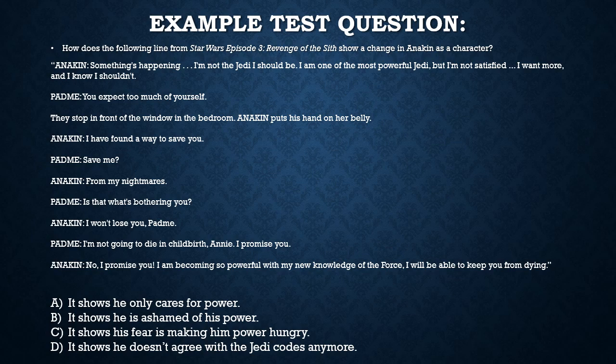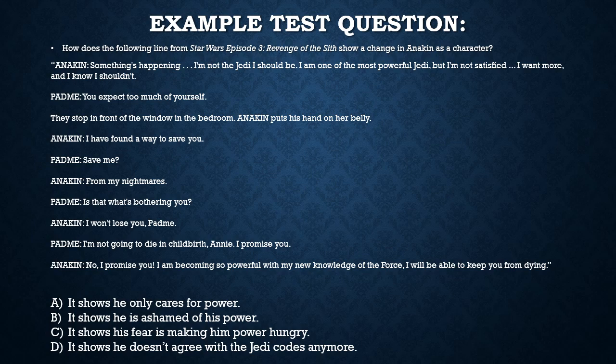It shows he doesn't agree with the Jedi codes anymore. Possibly, but I don't know, that "should be the Jedi I should be" line. I don't know if he necessarily doesn't agree with them so much as he just wants a bit more than the Jedi codes can offer him.